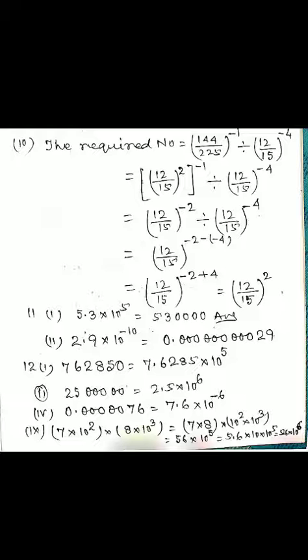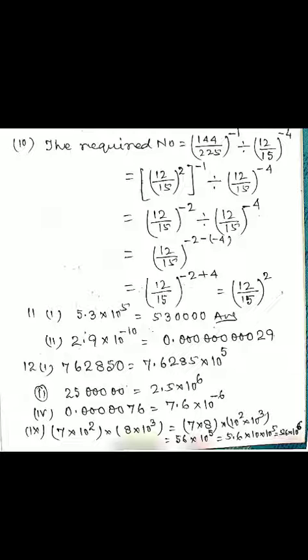Here bases are same and division sign in the middle. So 12 by 15 raised to the power minus 2 minus, in common bracket, minus 4, equal to 12 by 15 raised to the power minus 2 minus minus, plus 4. 4 minus 2, that is 2. So 12 by 15 raised to the power 2. Yes, 12 by 15 whole square. Now question 11.